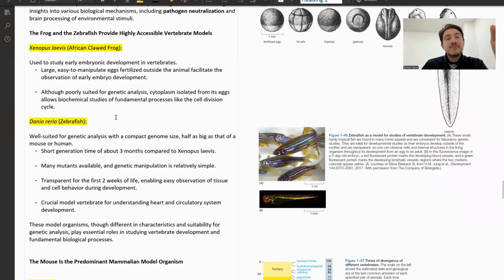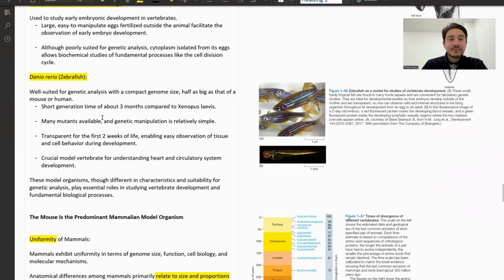And then you have Danio rerio, the zebrafish, well suited for genetic studies. It does have a compact genome size, half as big as that of the mouse and human. All right, we're getting closer in that evolutionary tree in terms of similarities. It has a short generation time, about 3 months compared to Xenopus. Many mutants are available, and manipulation of genes and genetics in general is relatively simple. Here's an example of a zebrafish.